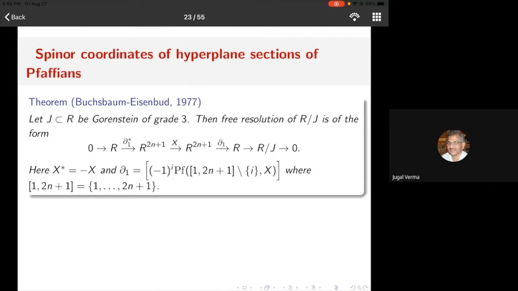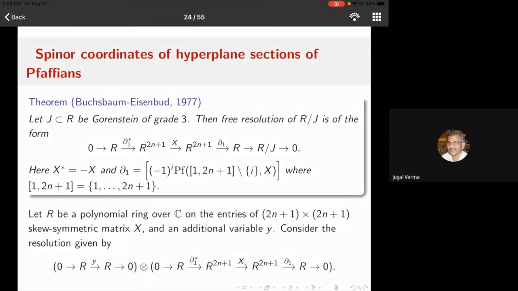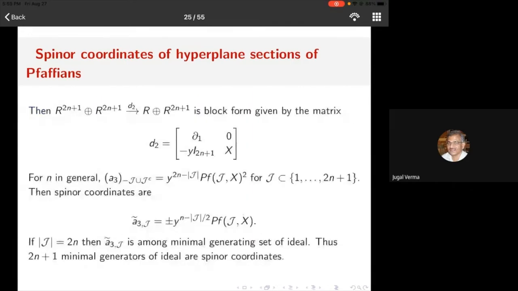So using this grade 3 Gorenstein ideal, we can get a grade 4 Gorenstein ideal by taking the tensor of these two. We take an extra variable y, and we take the polynomial ring over C with entries from x and the additional variable y, and we take the tensor of these two complexes, and this gives us a grade 4 Gorenstein ideal. And so we talk about the Spinor coordinates here.